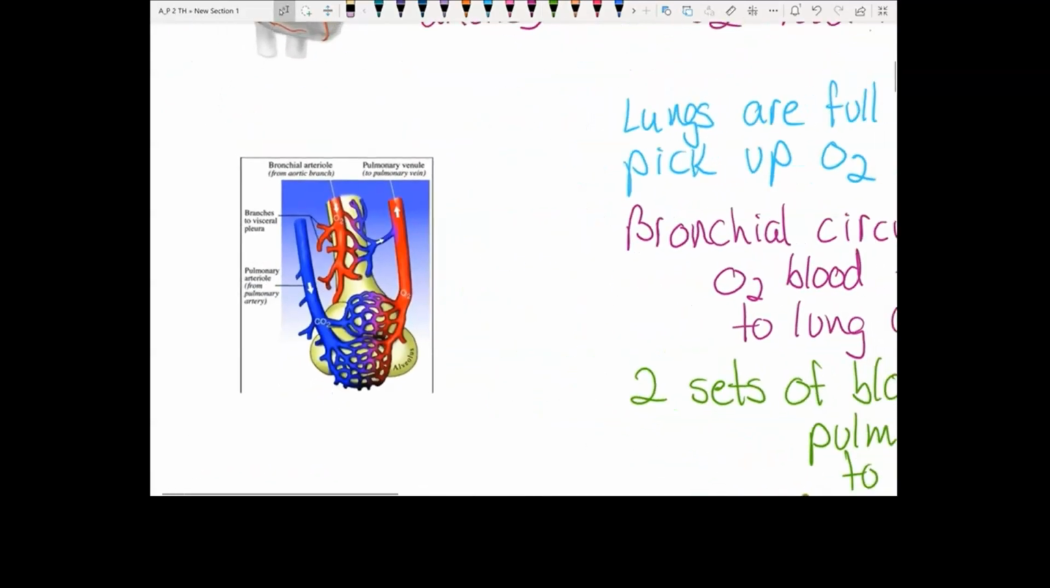If we look at this picture, you can see here is that pulmonary artery, right here, pulmonary artery. This is what's part of the pulmonary circuit. It is coming from the right side of the heart. And see, this blood is full of carbon dioxide. It goes through the pulmonary capillaries. It gets oxygen. And now here it is in the pulmonary vein going to the left side of the heart.